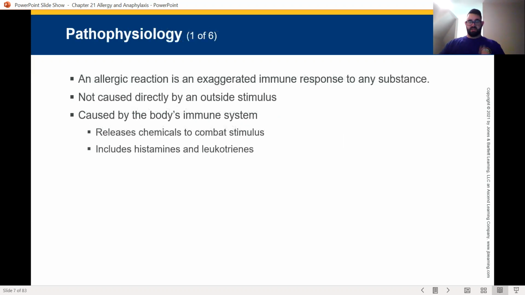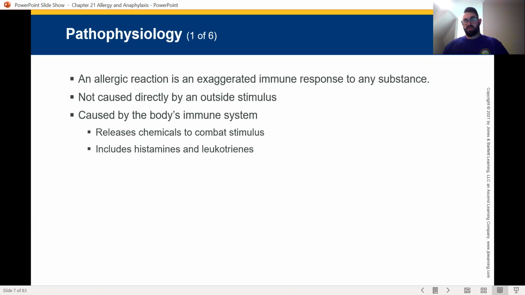So an allergic reaction, in a nutshell, write this down. An allergic reaction is an exaggerated immune response. I am going to test you over that exact saying. What is an allergic reaction? Answer: exaggerated immune response to any substance.